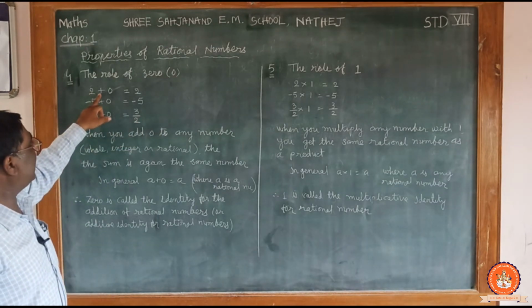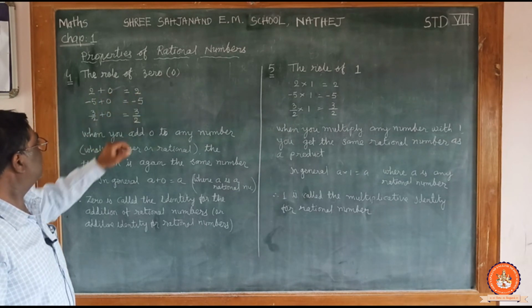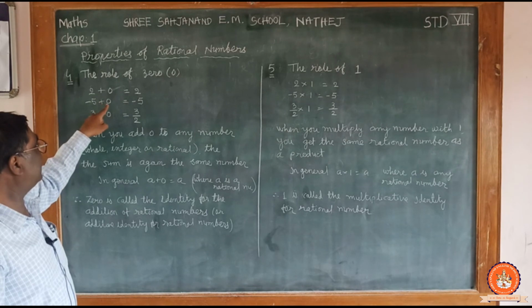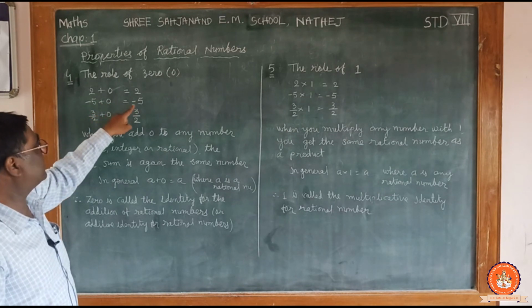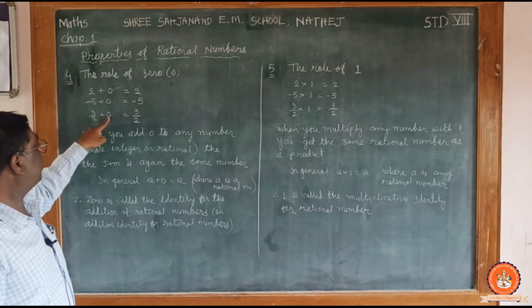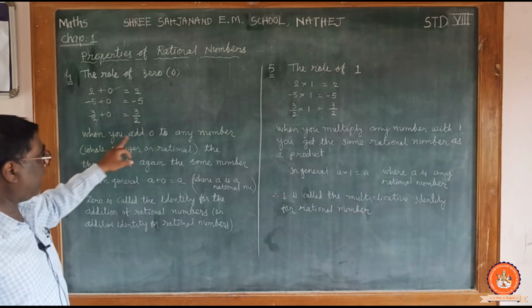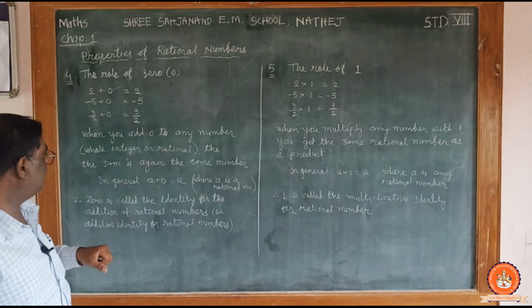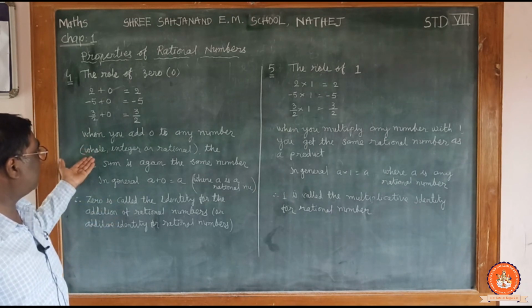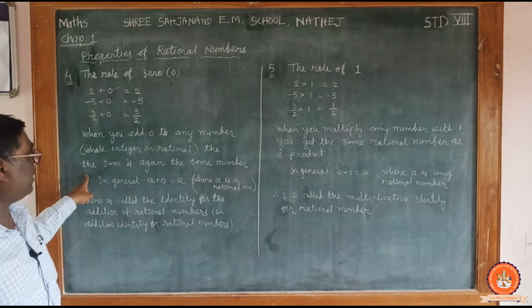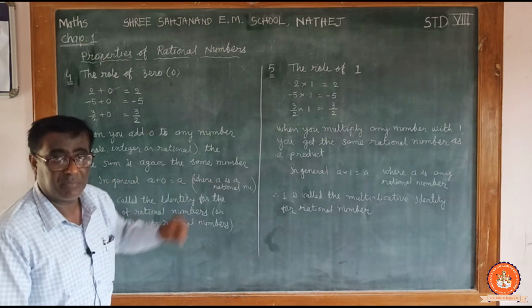So 2 added to 0, the answer is 2. Minus 5 added to 0, the answer is minus 5. 0 added to 3 by 2, the answer is 3 by 2. So when you add 0 to any number, may it be whole number, integer, or rational number, the sum is again the same number.